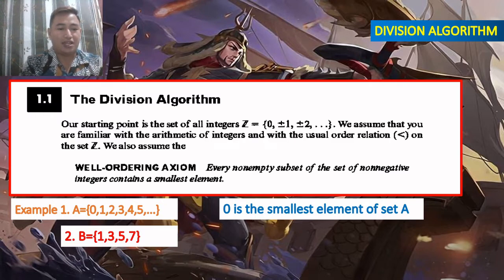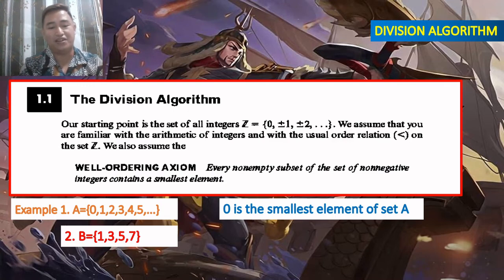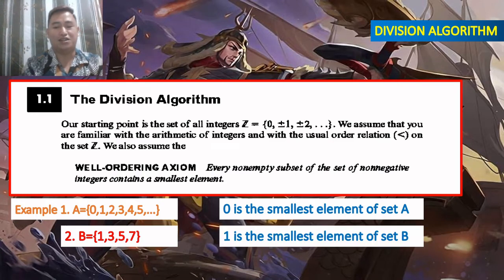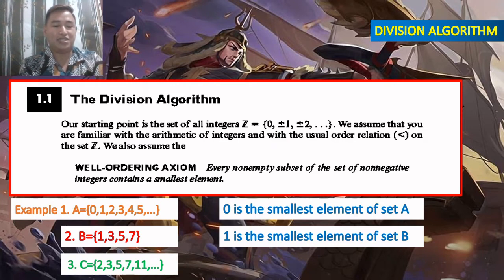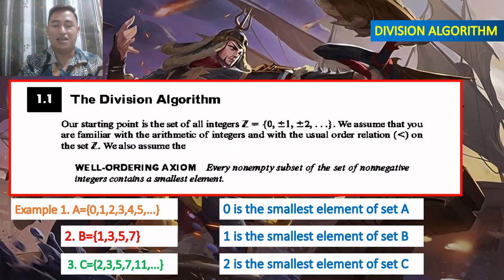Number 2, the set B, which is the set of positive odd numbers less than 9. The elements are just 1, 3, 5, 7. So the smallest element, class, is 1. Number 3, the set C, which is the set of prime numbers: 2, 3, 5, 7, 11, and so on. The smallest element here, class, is 2. Actually, 2 is the smallest prime number.